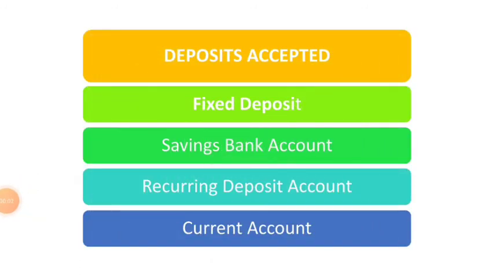Deposits are accepted in these banks in the form of fixed deposit, savings bank account, recurring deposit account, and current account. We will discuss this in detail. First one is fixed deposit. In fixed deposit account, a lump sum amount is deposited in the bank in the form of check or cash for a fixed period of time. Time may be 6 months, 1 year, 2 years, 5 years, etc.